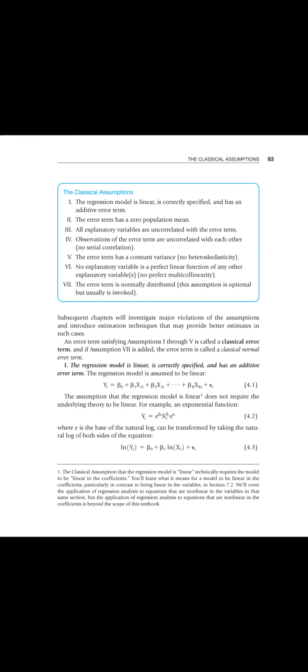We don't have any powers except for 1. So a linear model is only raised to the power of 1, right? So the unknown is only going to be raised to the power of 1. So that's assumption number one, right? The assumption that the regression model is linear does not require the underlying theory to be linear.